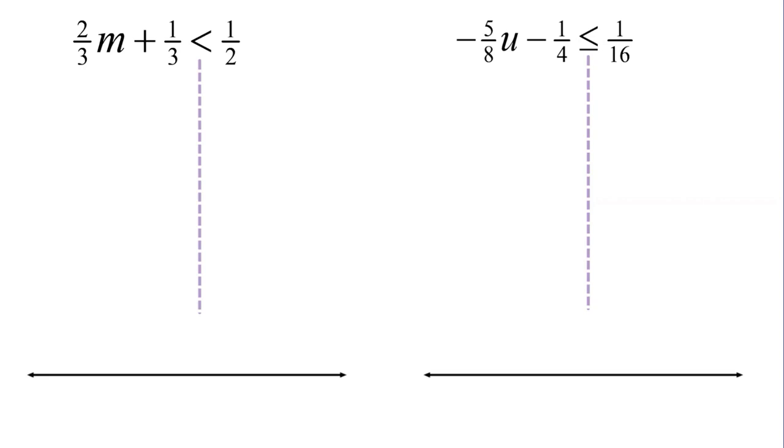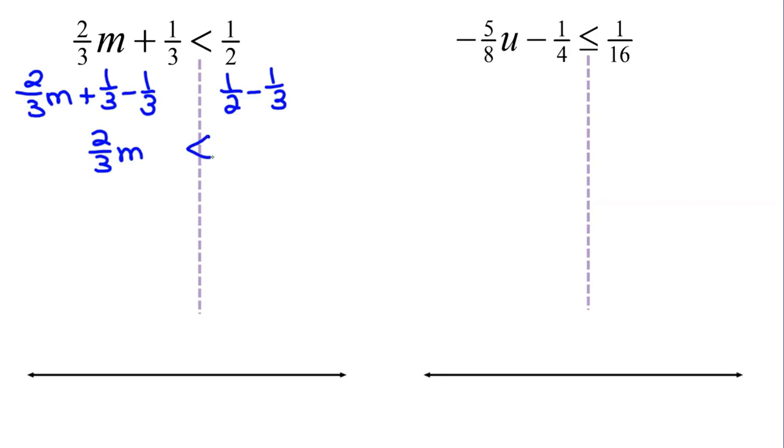2/3 m plus 1/3 is less than 1/2. Now we are loaded with fractions in this problem. The first thing we want to do is undo this addition. We're adding 1/3, so we're going to subtract 1/3 from both sides: plus 1/3 minus 1/3, and then 1/2 minus 1/3. On the left-hand side, the 1/3s cancel each other out, leaving me 2/3 times m is less than, and I don't have to worry about flipping that symbol, because all I'm doing is subtracting from both sides. And 1/2 minus 1/3 is 1/6.